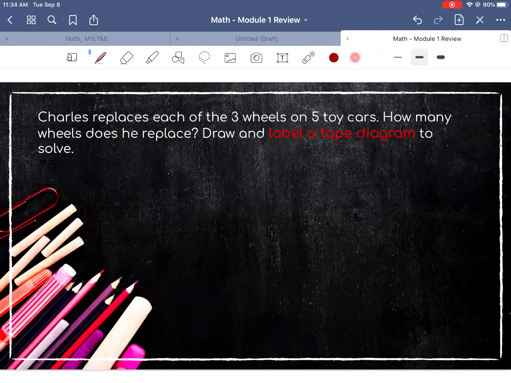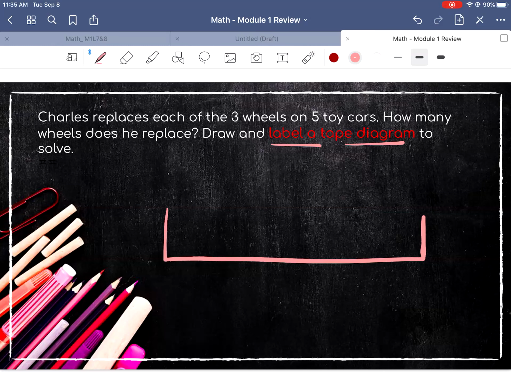Charles replaces each of the 3 wheels on 5 toy cars. How many wheels does he replace? Draw and label a tape diagram to solve. Okay, so this question is telling us to draw a tape diagram. Just like how I always start, I'm going to draw a big rectangle. And I'm going to figure out how many boxes I need to have.